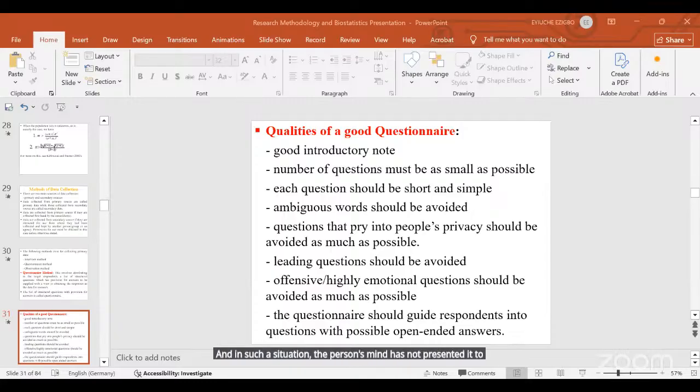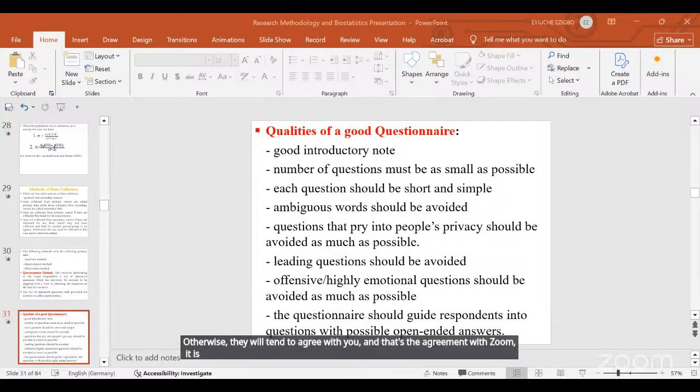Be as objective as possible so that your participants will give their objective responses. Otherwise, they will tend to agree with you. And as they agree with you, it is going to hamper the outcome of the research.